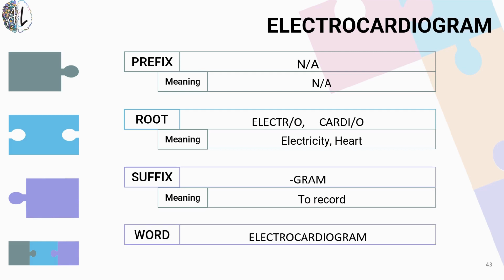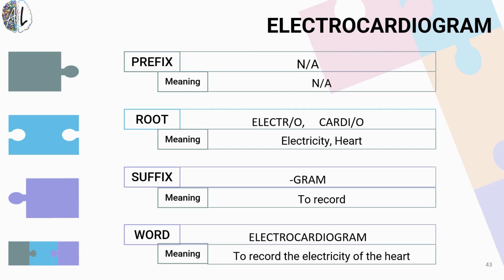So let's do the entire definition of this term. Remember again that we start our definitions with the meaning of the suffix. We want to start with the words to record. And then you just have to make sure that you include the meanings of both root terms. We don't want to leave any of them out. So the proper definition here would be to record the electricity of the heart. You've probably seen these. This is when they stick those little electrodes on your chest and you get this nice little tracing. What they're doing is measuring the electrical activity in your heart.